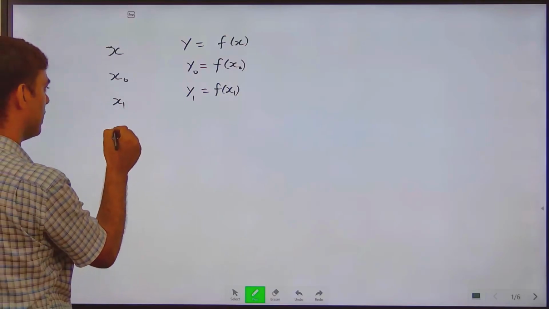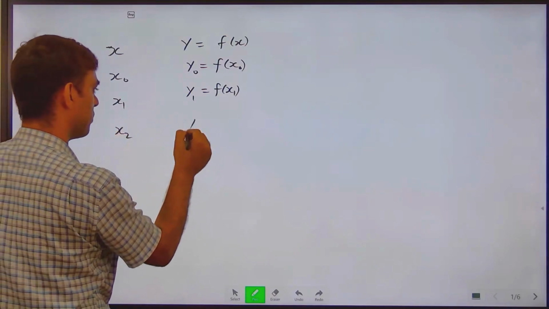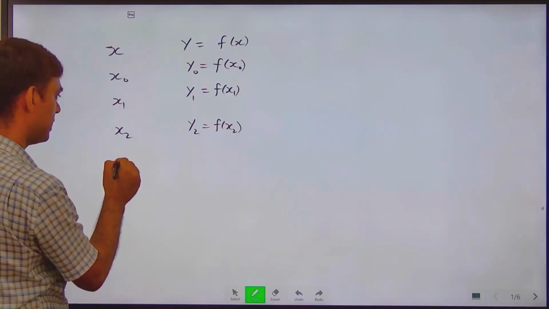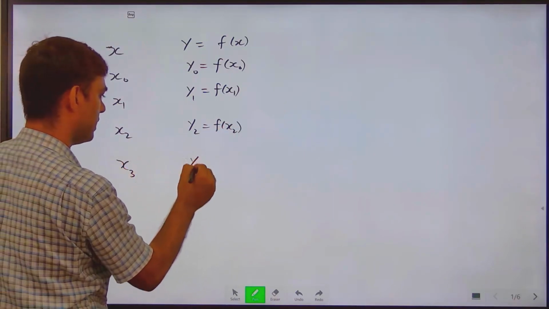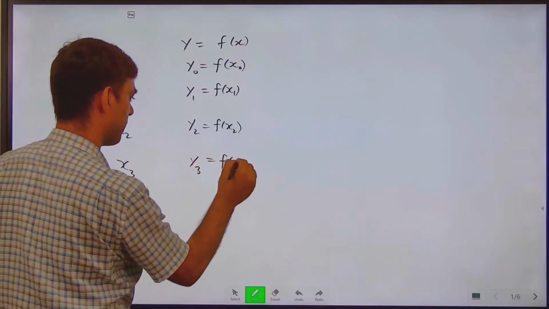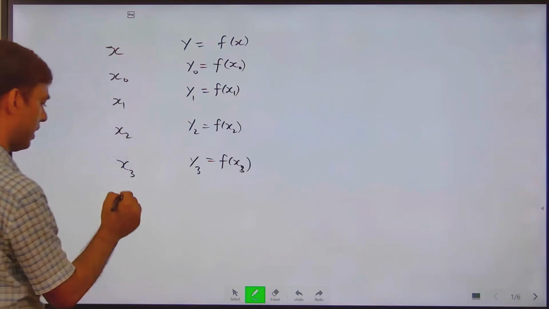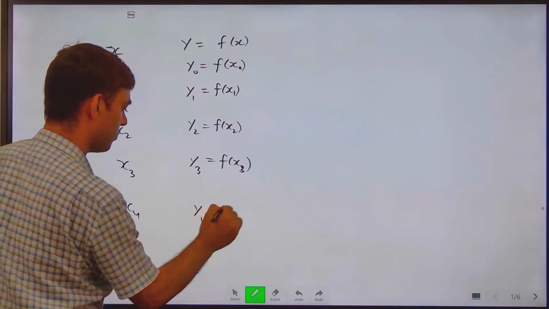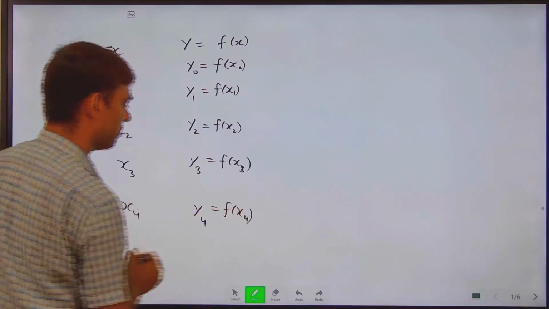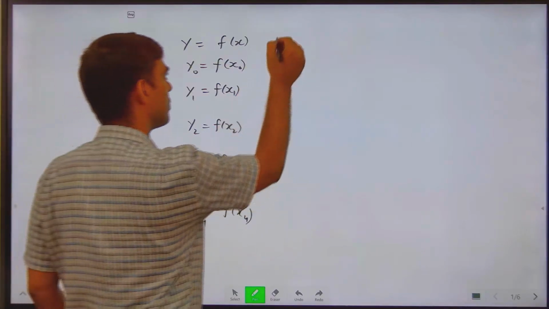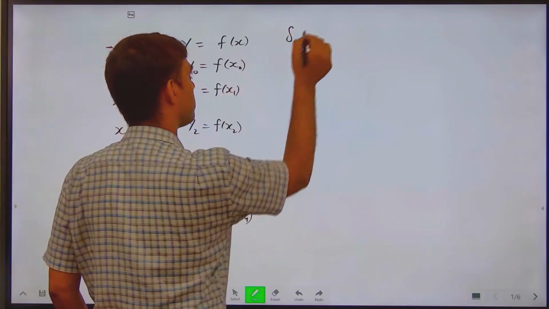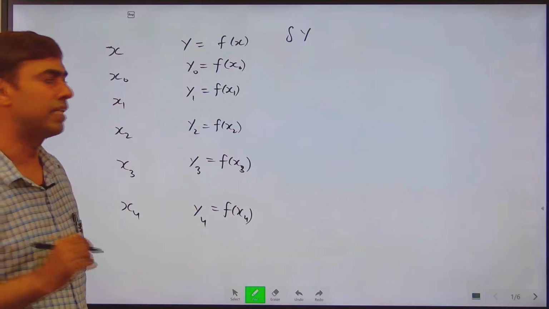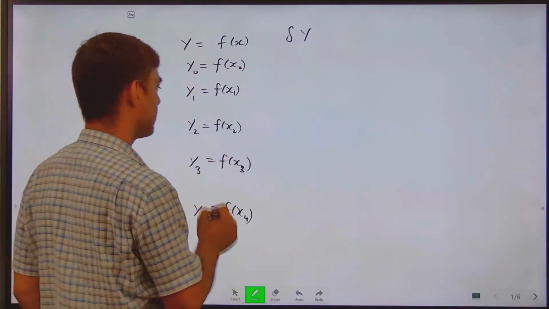So, corresponding to x2, the value of the function is y2 equal to f of x2, and for x3 we define y3 equal to f of x3, and one more term x4, where we write y4 equal to f of x4. And here we denote delta of y. Delta of y means the first order central difference. So, how do we define the first order central difference?